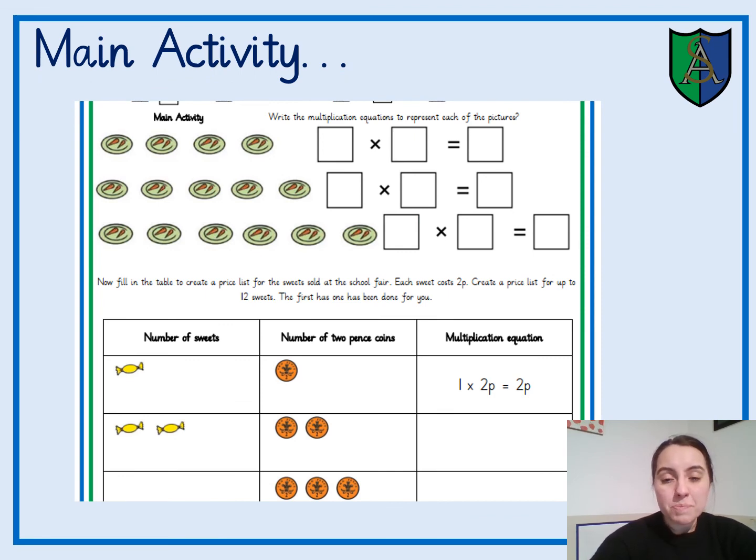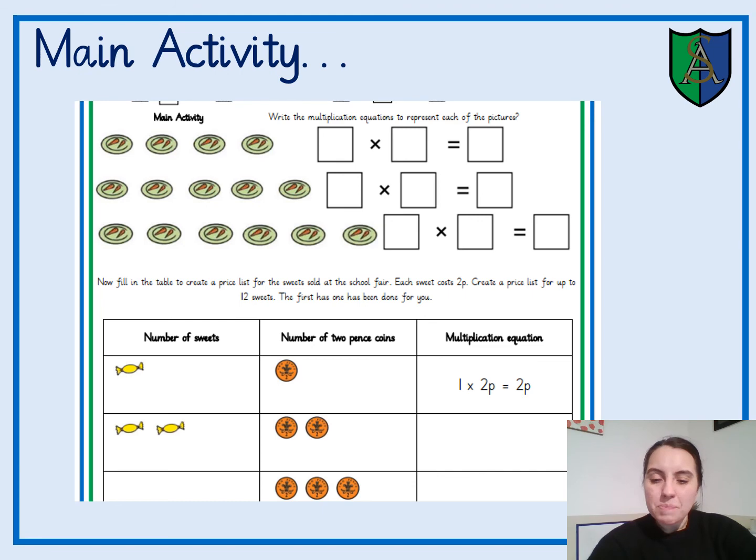Okay. So for your independent task today, what I would like you to do is I would like you to fill out the multiplication equation for the pictures at the top of the page, and then at the bottom of the page you are going to be filling out the table. Now what you will need to do is you will need to draw in the number of sweeties, you'll need to draw the 2 pence coins that represent that, and then you will need to write the multiplication equation. So in the first example, you can see that there is 1 sweet, 1 2 pence coin, and that's 1 sweet times 1 2 pence coin, which is equal to 2.